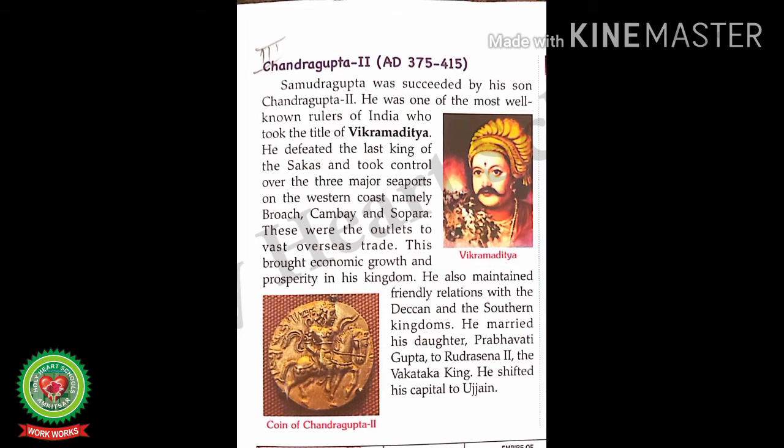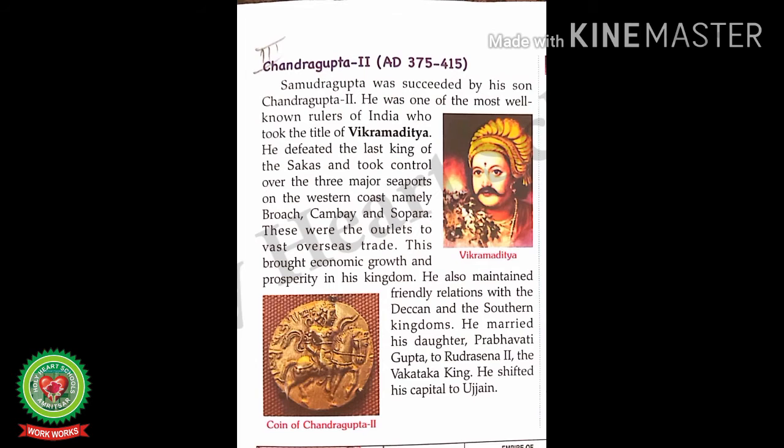Chandragupta II, AD 375 to 415. Samudragupta was succeeded by his son Chandragupta II. He was one of the most well-known rulers of India who took the title of Vikramaditya. He defeated the last king of the Shakas and took control over the three major seaports on the western coast, namely Broach, Cambay and Sopara. These were the outlets to vast overseas trade. This brought economic growth and prosperity in his kingdom.